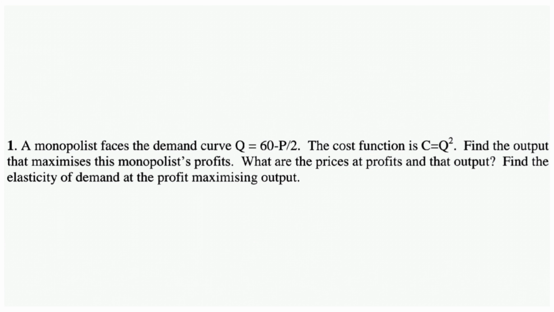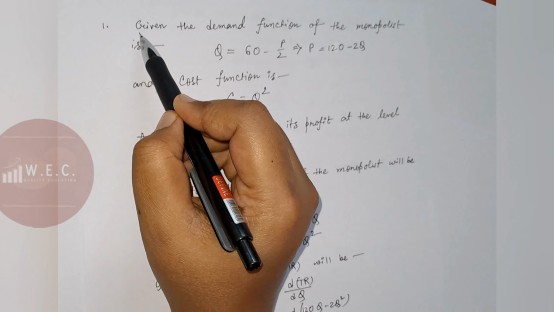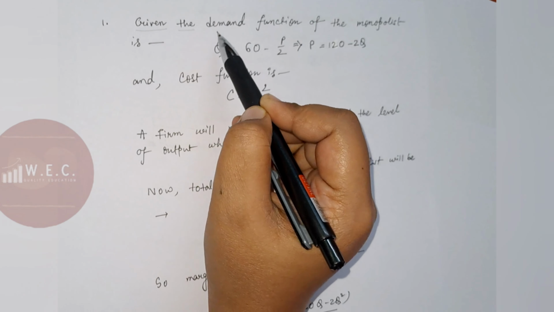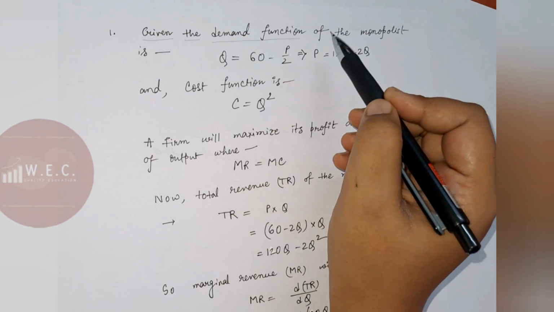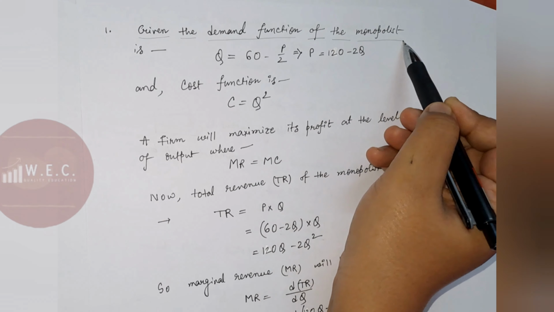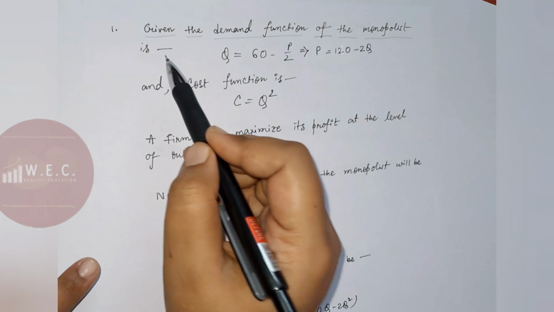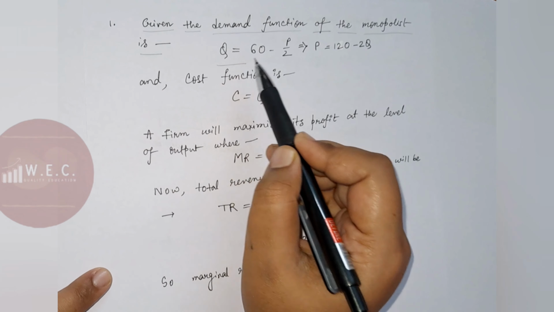Today I am going to solve this question. So please thoroughly see the question. So let's see what is given here. Demand function of the monopolist is given here, that is Q equals to 60 minus P by 2.